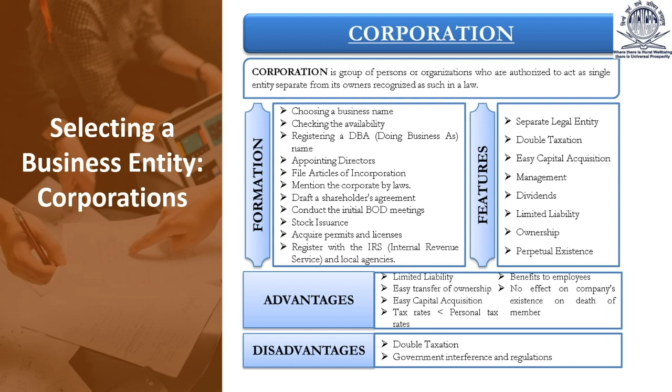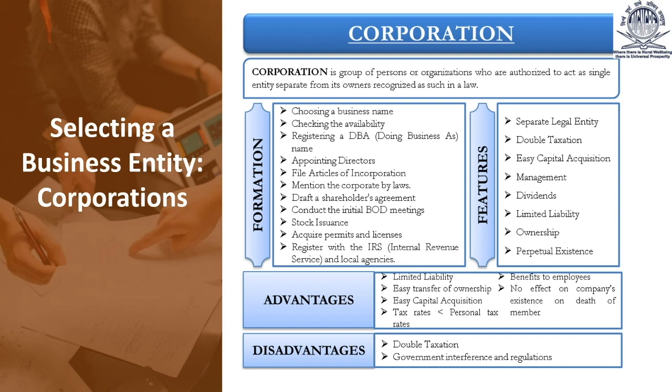Now let's discuss how to form a corporation. First, choosing a business name, checking the availability, registering a DBA, doing business as name, appointing directors, filing articles of incorporation, mentioning the corporate bylaws, drafting a shareholder agreement, conducting the initial BOD meetings, stock issuance, acquiring permits and licenses, registering with the IRS, Internal Revenue Service, and local agencies.